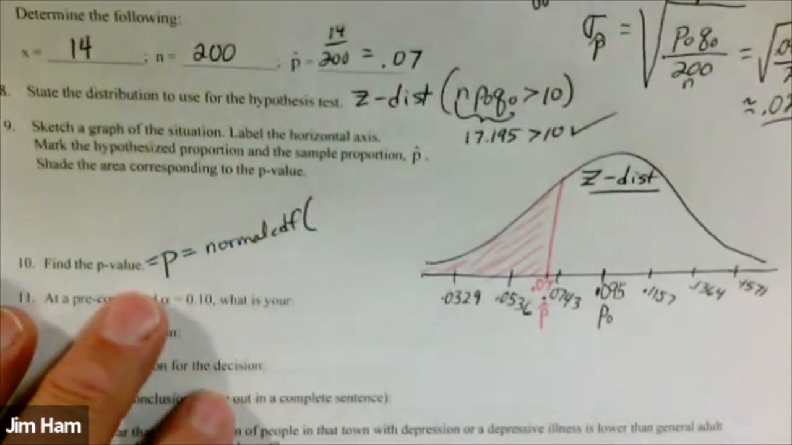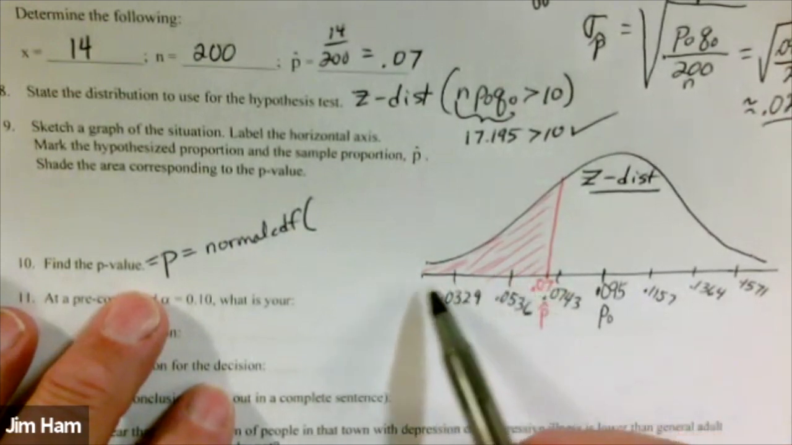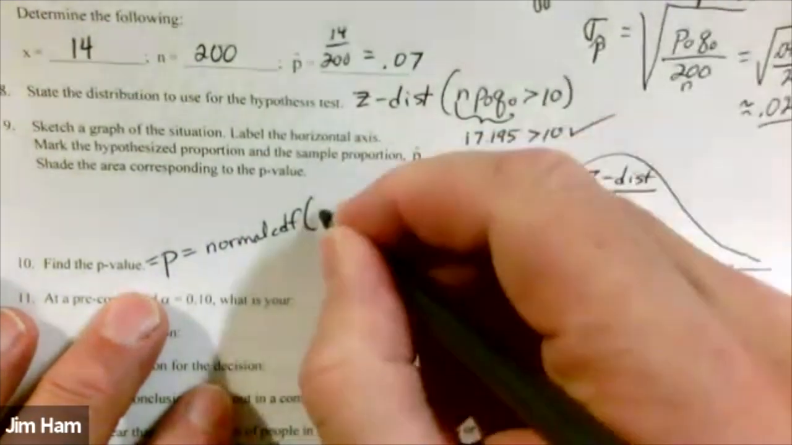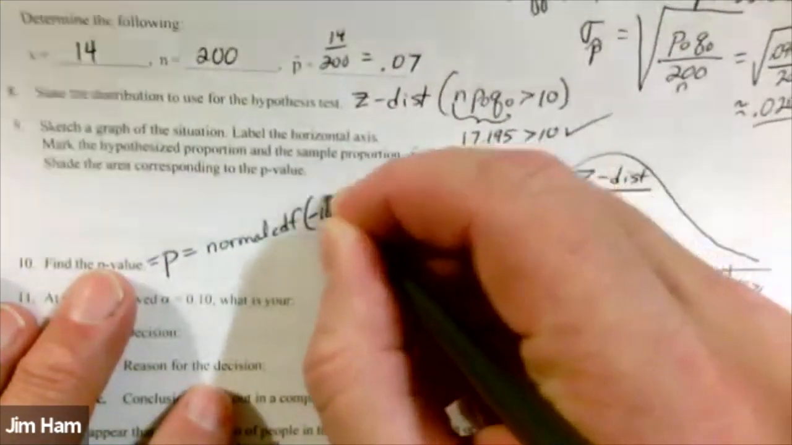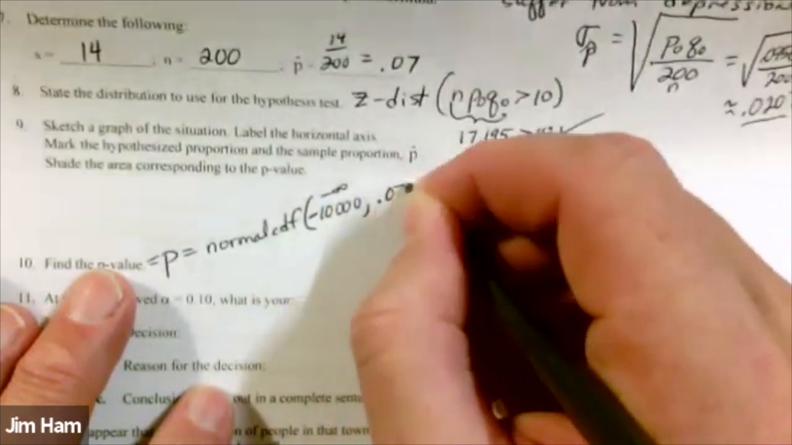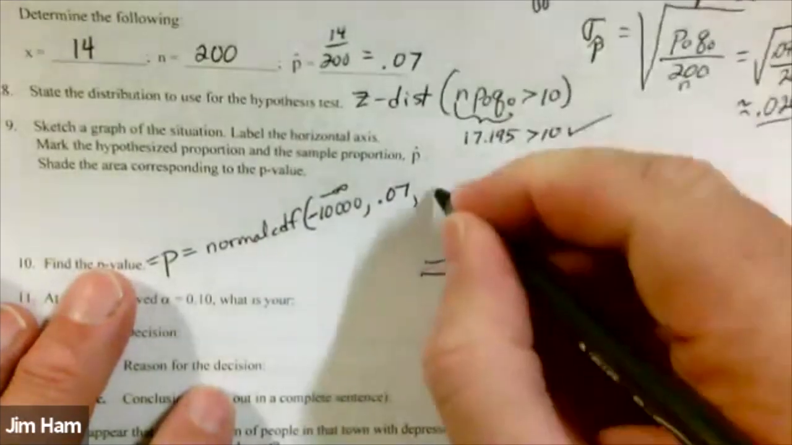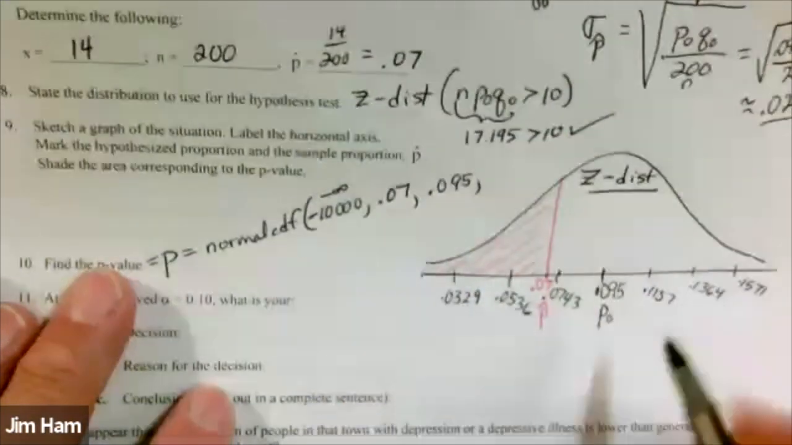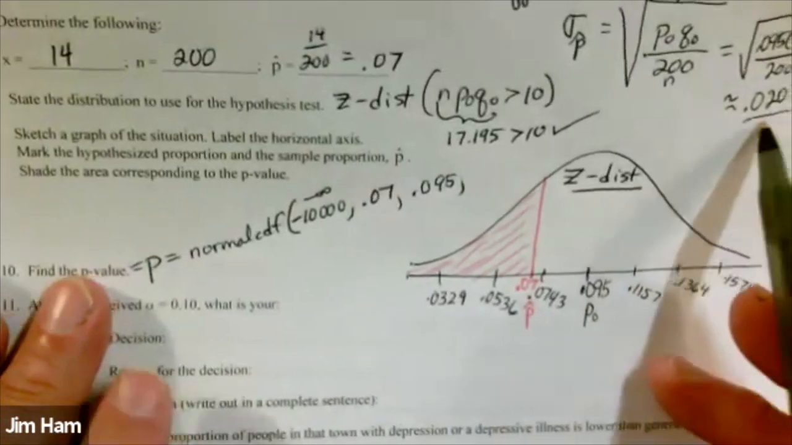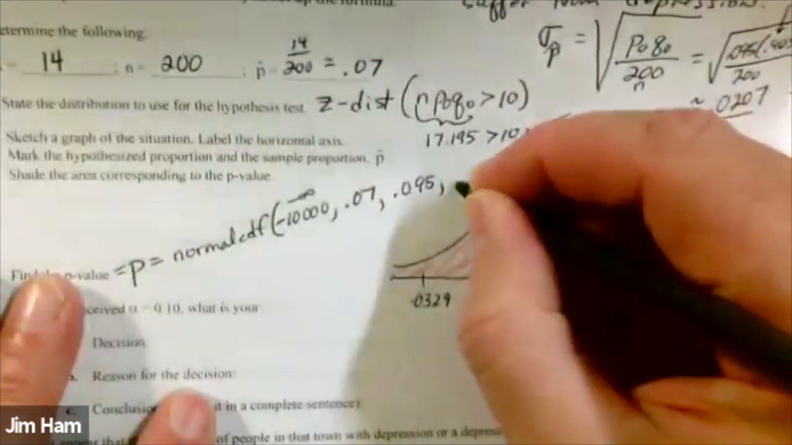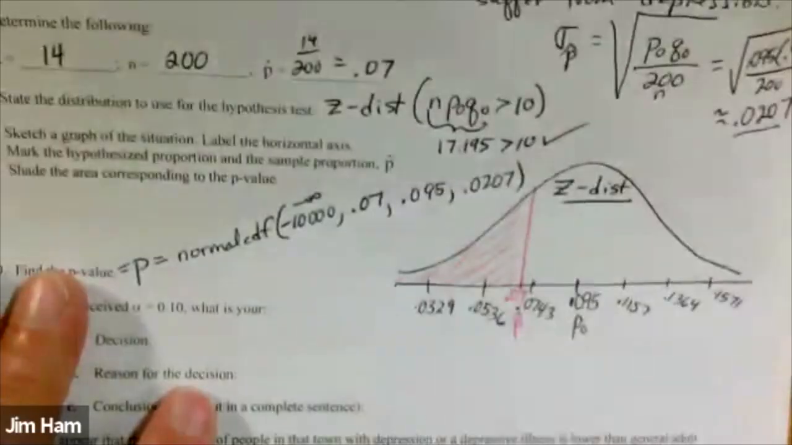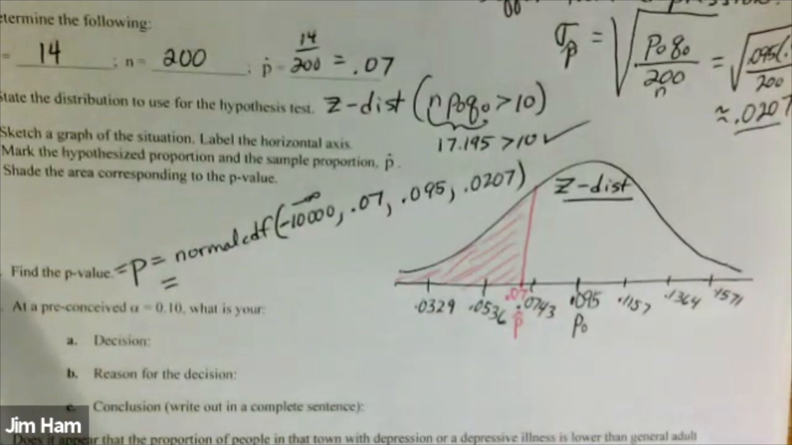I'm not going to do this much, but I wanted to do it on the first couple of problems just because I want you to see how what we're doing right now is linked to what we've done in the past. We want that red area, so you have to specify the horizontal scale boundaries. We're going to go from negative infinity up to the 0.07. And then the mean is the 0.095. And the standard error over here is 0.0207. So that's the p-value.